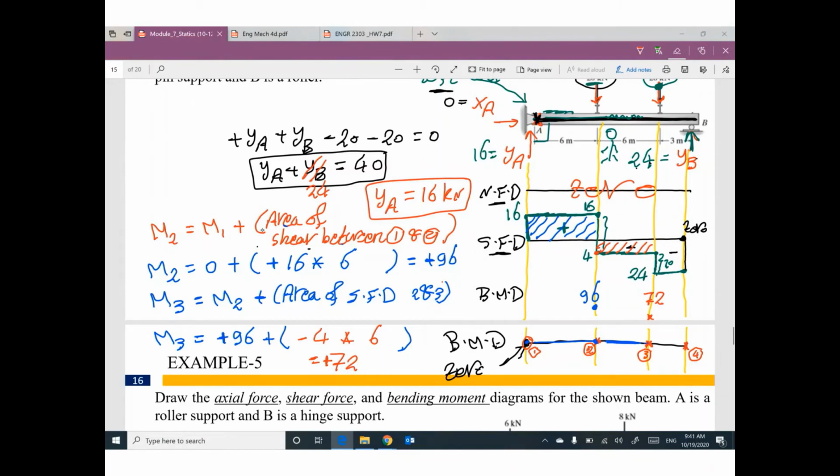Guys, in your exam, don't remove your reaction calculation. I don't have space, so in your exam, you have more space.